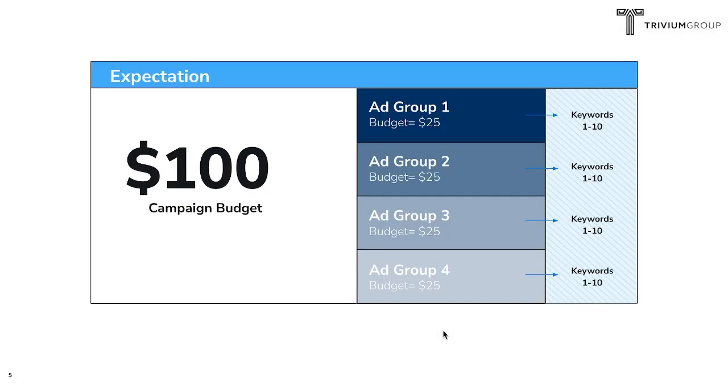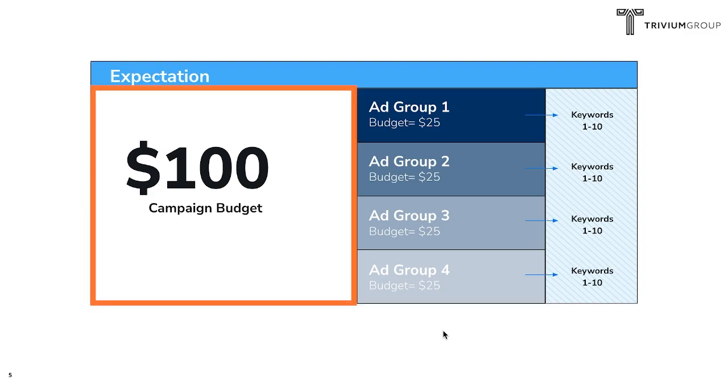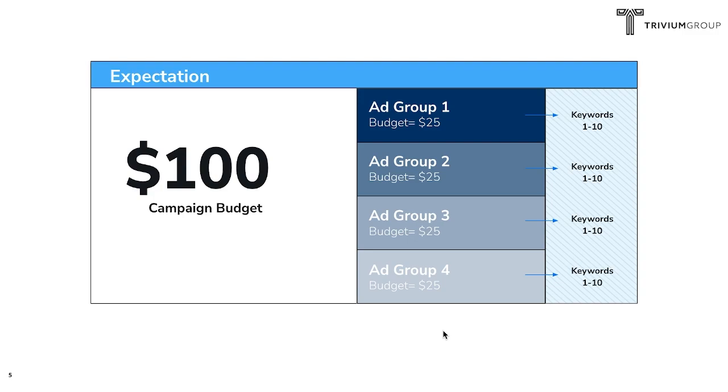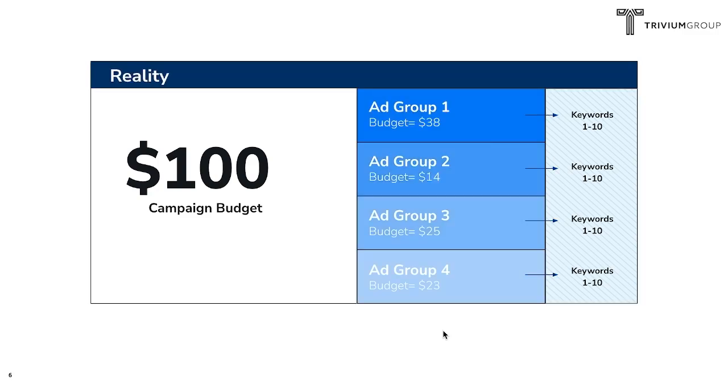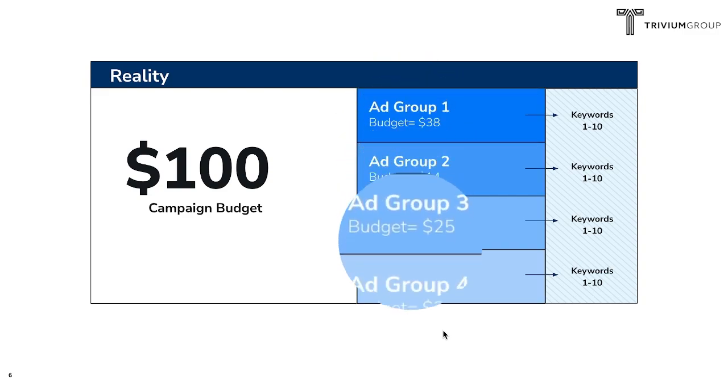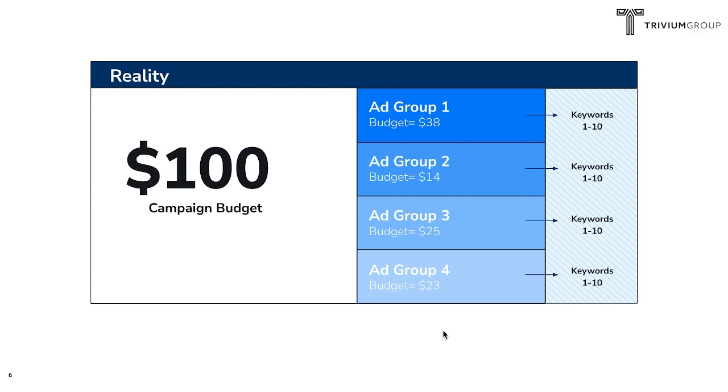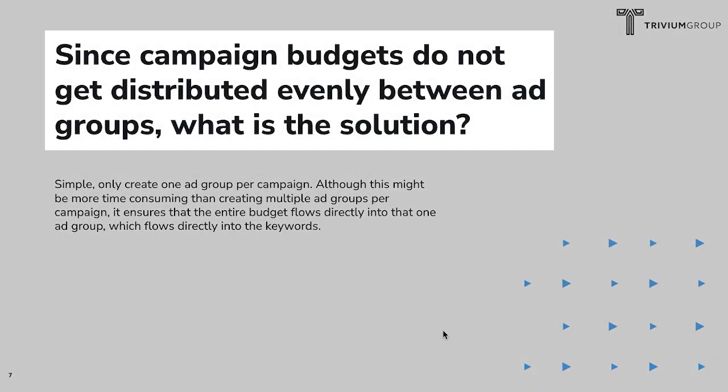So again, that expectation might be, let's say you put 4 ad groups in a campaign with a $100 daily budget. You might expect each one of those ad groups to spend $25 if you put 1 to 10 keywords in each one of those ad groups. Unfortunately, the reality is, in the same example with 4 different ad groups, you've got different budgets spending at different ad groups because, again, you're letting Amazon have full discretion over how it's spending that budget. So if campaign budgets really don't get distributed between ad groups evenly, what's the solution?